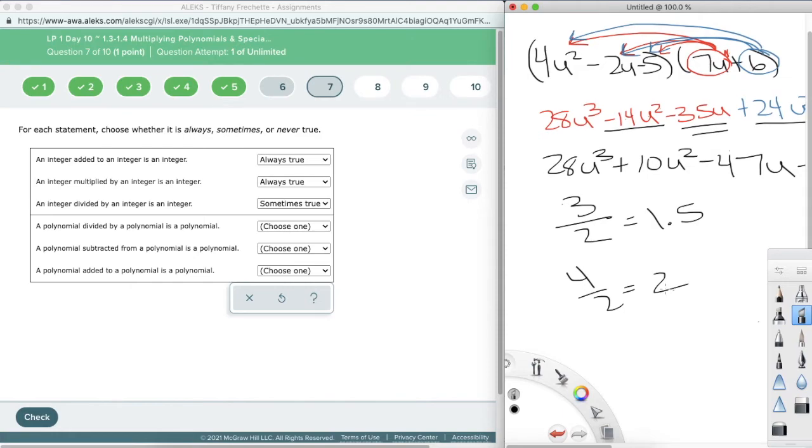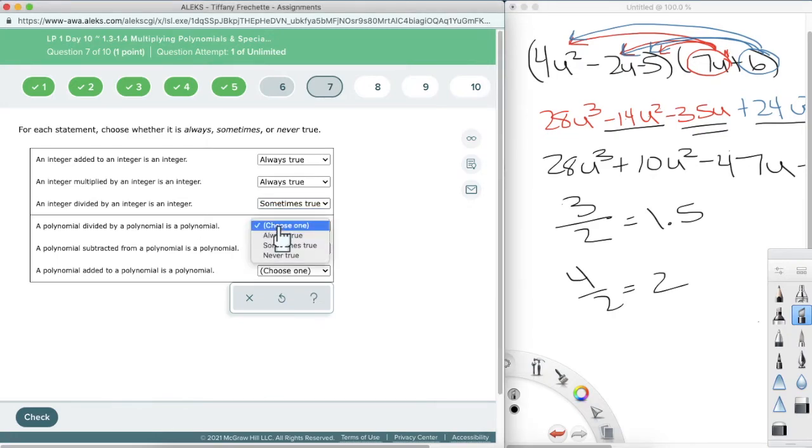A polynomial divided by a polynomial is a polynomial. And I would be careful with this statement again, because divided by means that we can get all the way down. You could get down to a monomial instead of a polynomial with this one, if you have a polynomial divided by a polynomial. So I'm going to say sometimes. It kind of depends on what we're dividing there.